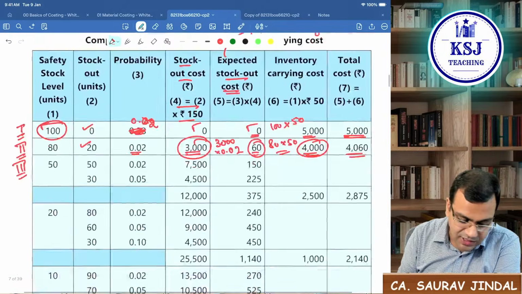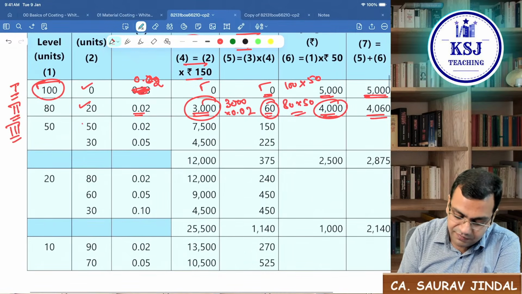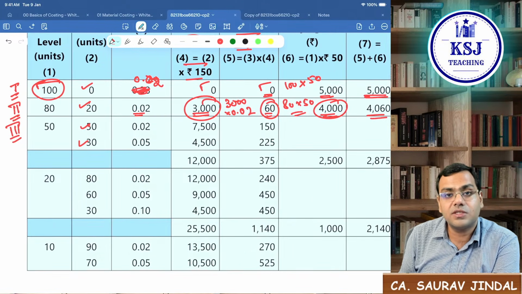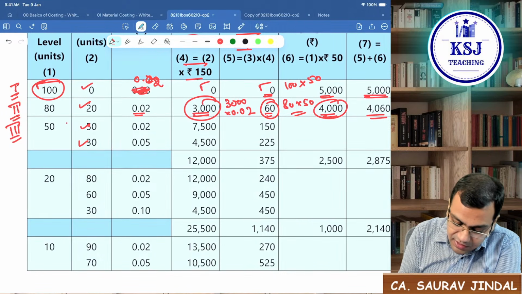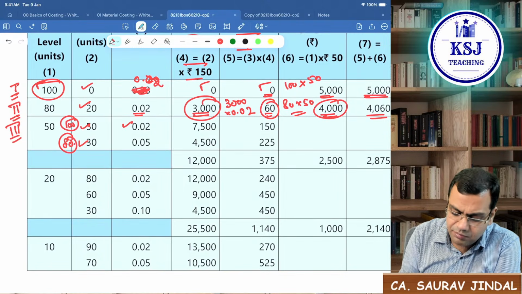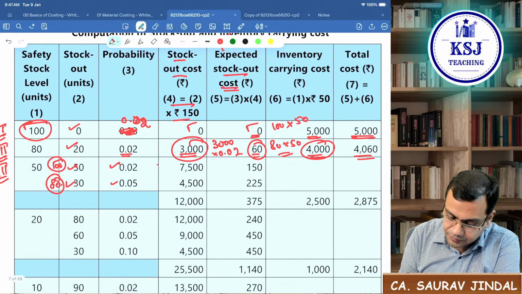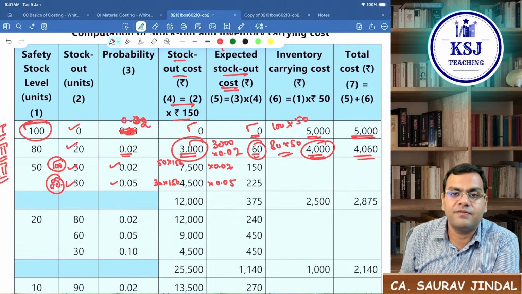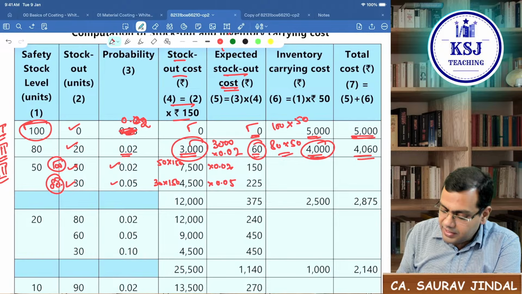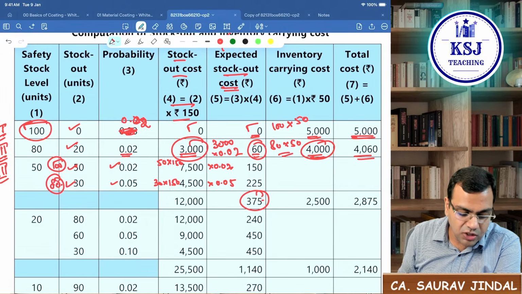So the case here is either a stock out of 50 units or a stock out of 30 units. 50 units is if there is a demand for 100 units. 30 is if there is a demand for 80 units. What is the probability? 2% and 5%. So you will calculate the stock out cost, that is 50 into 150, and here it will be 30 into 150. Then based on probability, expected stock out cost, that is 7500 into 0.02 and this into 0.05. Clear? Total 375 is the expected based on probability.